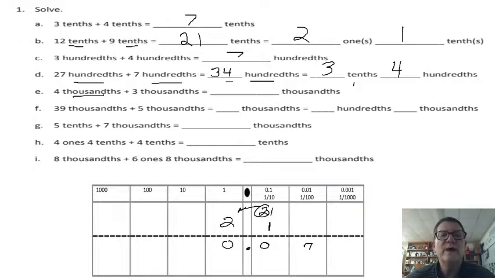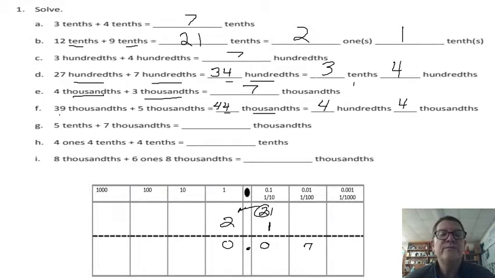E, we have 4 thousandths plus 3 thousandths, which gives us 7 thousandths. F, 39 thousandths plus 5 thousandths gives us 44 thousandths, and we know the last digit goes in the thousandths place, and the place value next to that would be the hundredths. So we have 4 hundredths and 4 thousandths.